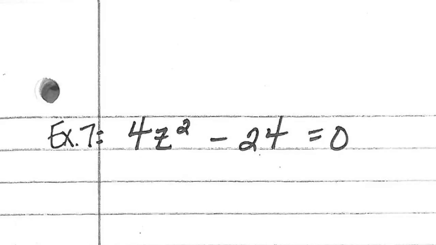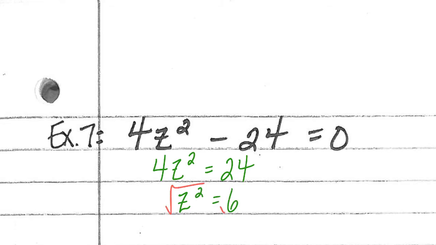All right, moving on. We have 4z squared minus 24 equals 0. We're going to add 24 to each side. 4z squared equals 24. Divide each side by 4. Z squared is equal to 6. When I take the square root of each side, z is equal to plus or minus the square root of 6. Now, you can leave your answer just like this.